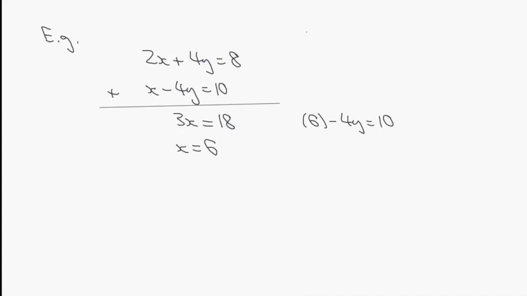Basically negative 4y equals 4. So y would be equal to negative 1. Having both the values, x as 6 and y as negative 1, we can tell that there is at least one solution within this. So this means that the system is consistent.